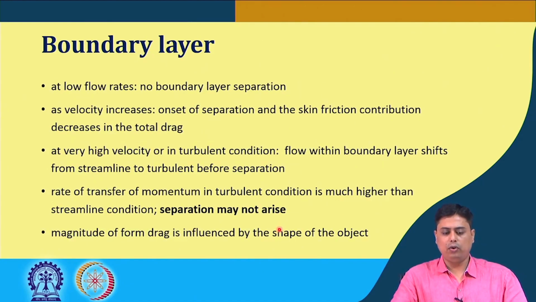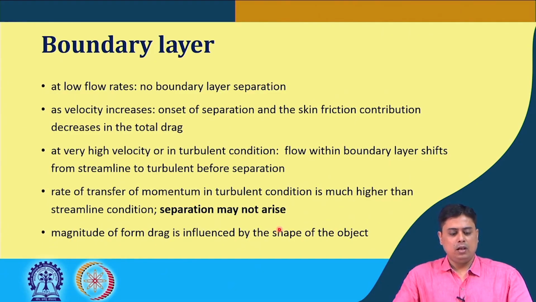Now, at low flow rates there is no boundary layer separation. As the velocity increases, we have now understood that the onset of separation happens, and the skin friction or the wall friction that we discussed in the last class, its contribution becomes lesser and lesser. At very high velocity or when there is turbulent condition, flow within the boundary layer initially shifts from streamline to turbulent before the separation occurs.